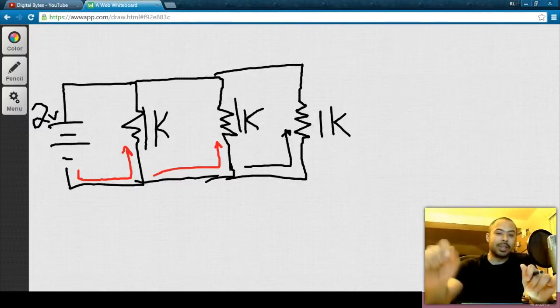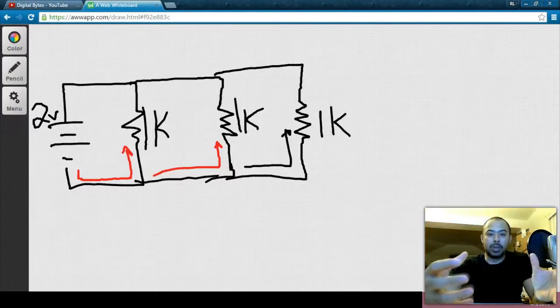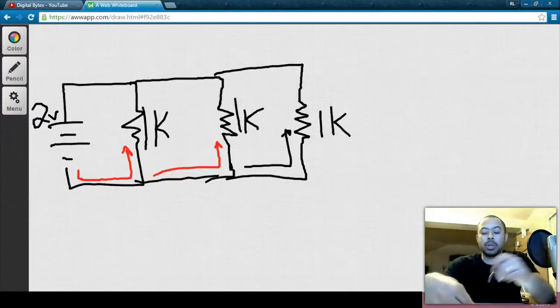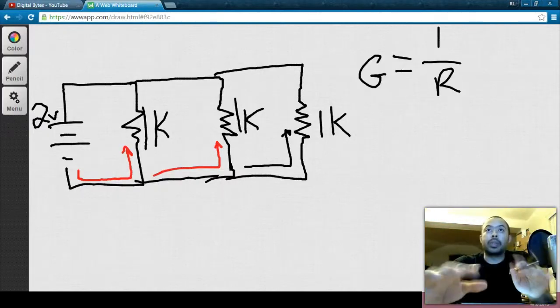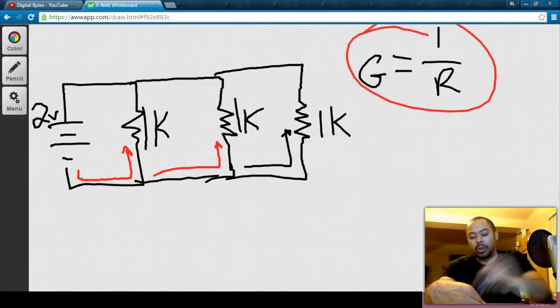And again, like I said, that's the catch, because we're adding resistors, but yet resistance is going down. Why? Because current is increasing. Alright, so to understand this, you need to understand the relationship between conductance and resistance. Conductance is equal to the reciprocal of resistance.